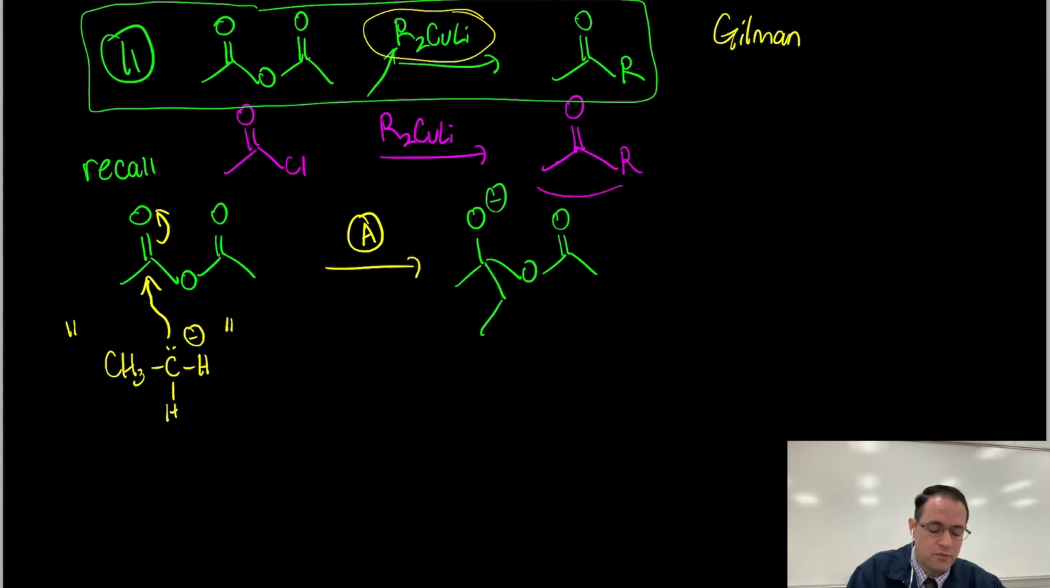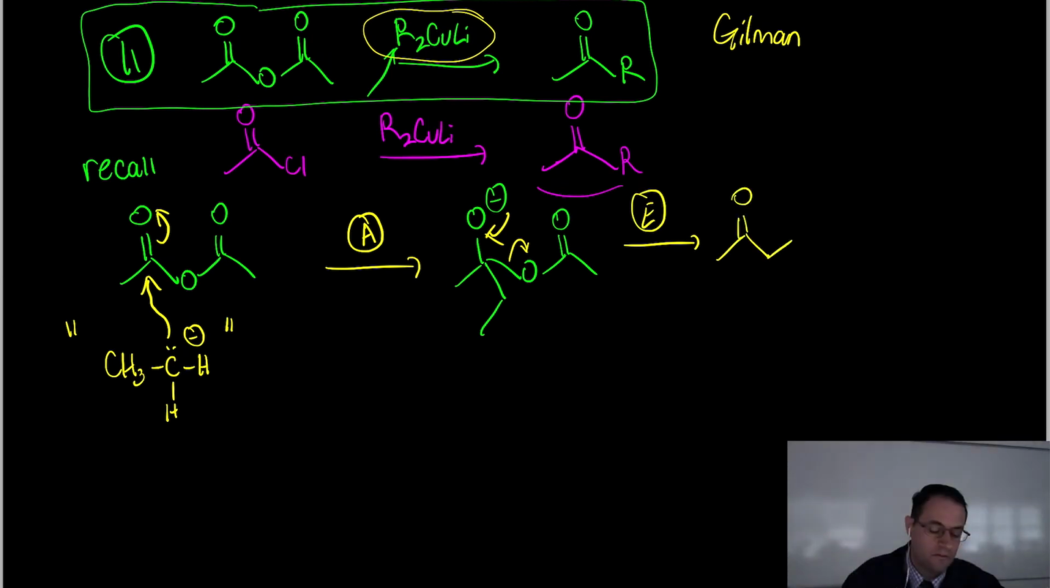Your leaving group is poised. Okay, so here's my ethyl group. Now what we do is we eliminate and we get our 2-butanone. And this is where acetate gets expelled. All right? So that's it.